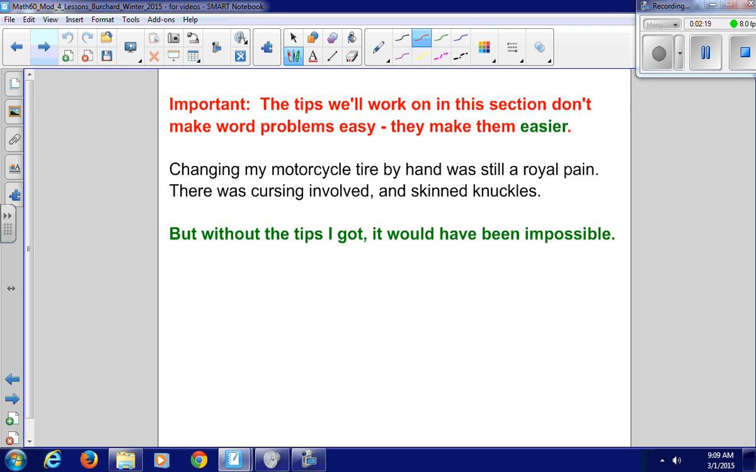Changing my motorcycle tire by hand was still a royal pain. Even after I watched all those videos, asked for all that advice, it's just not easy changing a motorcycle tire by hand with hand tools. So there's still cursing involved, skinned knuckles, but I did get the tire changed, and I didn't pinch any tubes, I didn't get any flat tires, so it worked out. It wasn't easy, but without the tips I got, I would not have been able to do it. So all those tips that I got from all the people that had done it before me helped me out, didn't make it easy, and I still had to practice at it to get better at it.